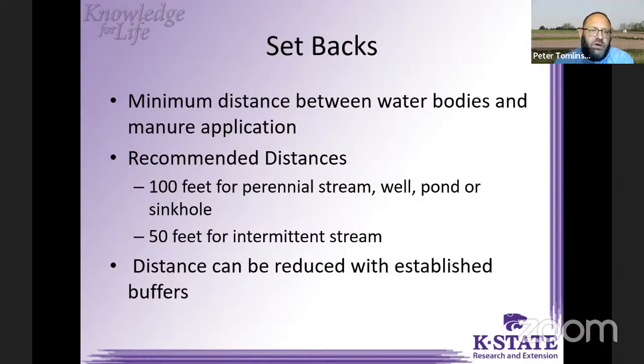Some other good rules of thumb. In terms of a minimum setback distance to both surface and below ground waters, the recommended distance would be 100 feet from perennial streams, wellheads, ponds, or sinkholes. These are any conduits where we can see that manure could enter both surface and aquifer water supplies. 50 feet for intermittent streams. And if you have established buffers, we can reduce those distances by 50%.